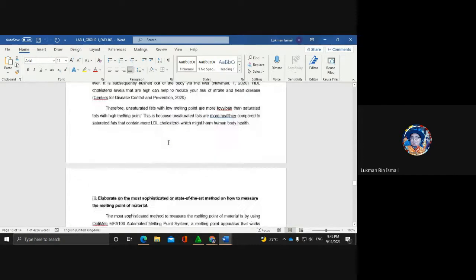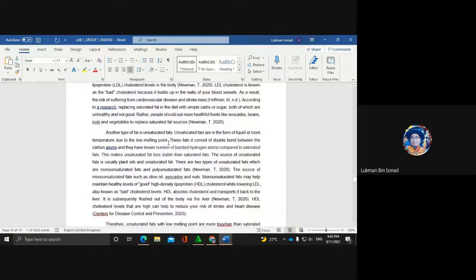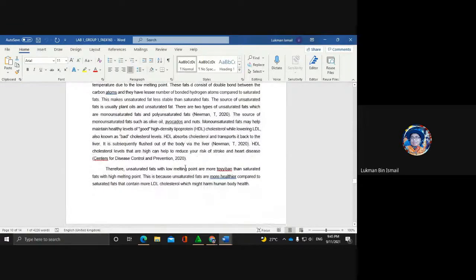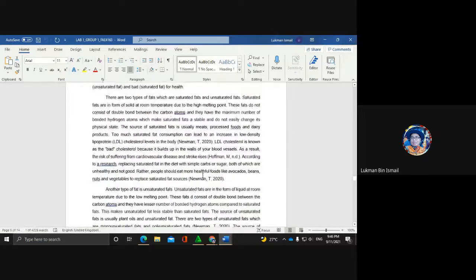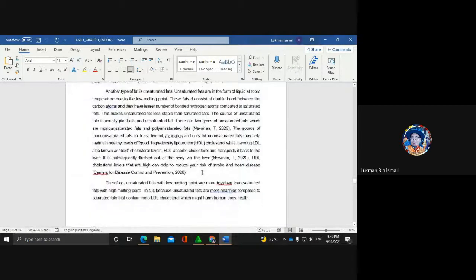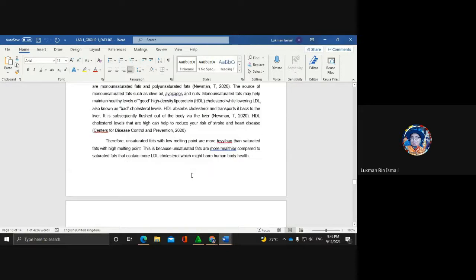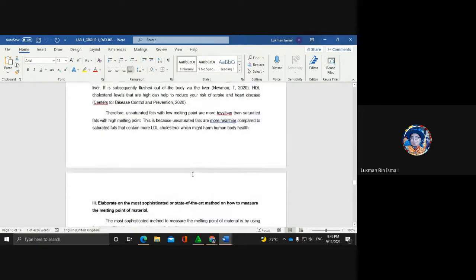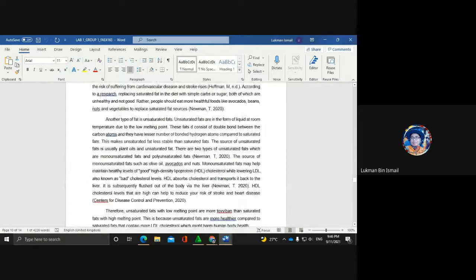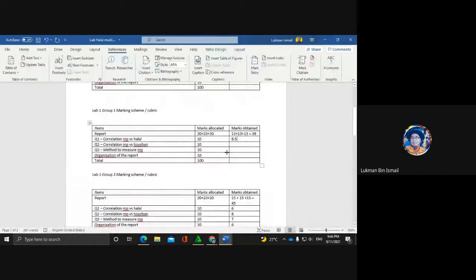So what is the temperature for low melting point? So there is no example of low melting point and high melting point for saturated and unsaturated. You didn't give any example of unsaturated fat and saturated fat melting point. So low marks here. So 6 only.